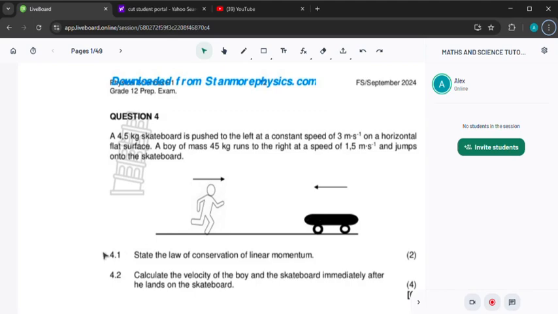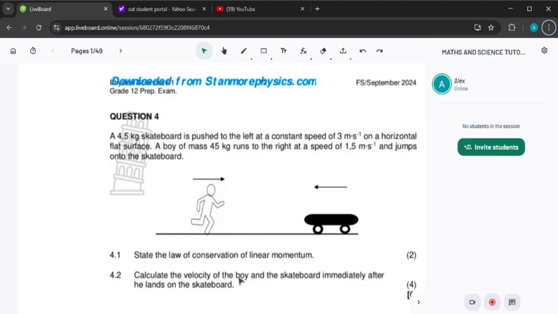Now, 4.1 for 2 marks, it says state the law of conservation of linear momentum. That is very simple, and it's very important again to know the law of conservation of linear momentum. It says that the total linear momentum in an isolated system remains conserved, or you can say it remains constant.